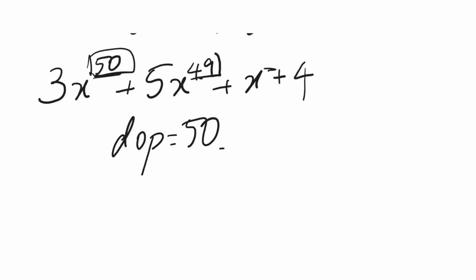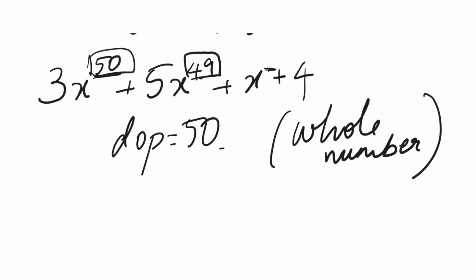Now, the powers present in the polynomial should always be whole numbers. This is very important because this point will help you recognize if the expression is a polynomial or not. So here the expression is a polynomial because all of my powers are whole numbers. Let me give an example where it contradicts that statement.